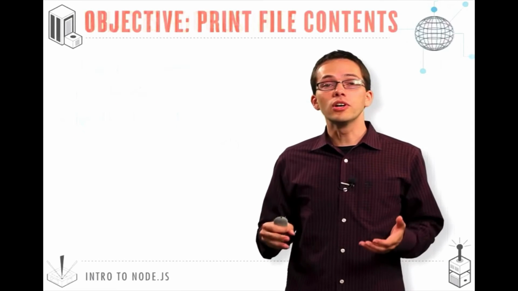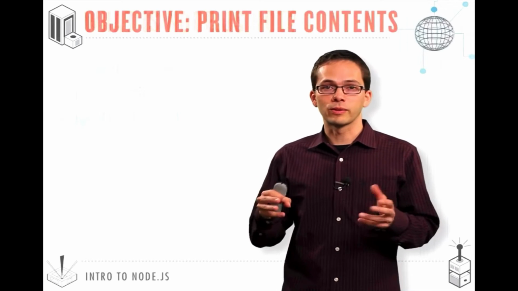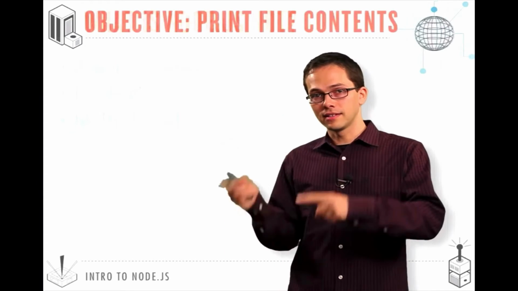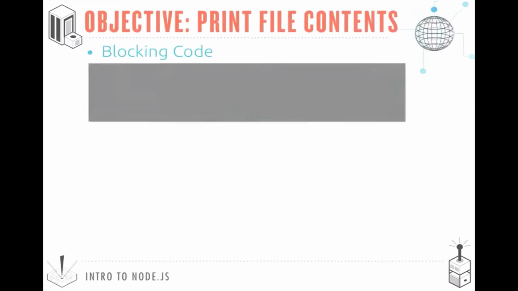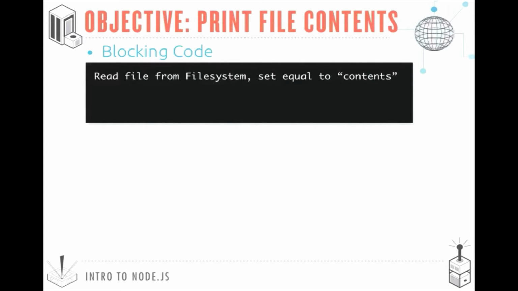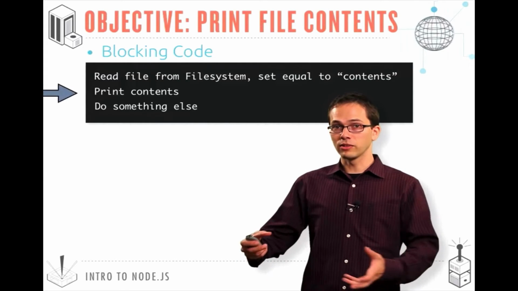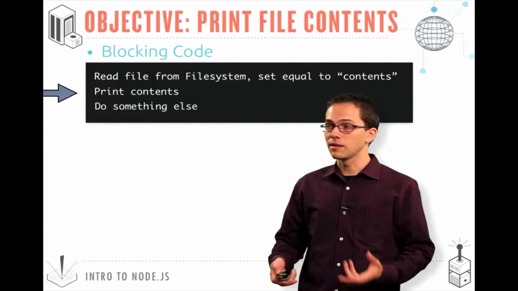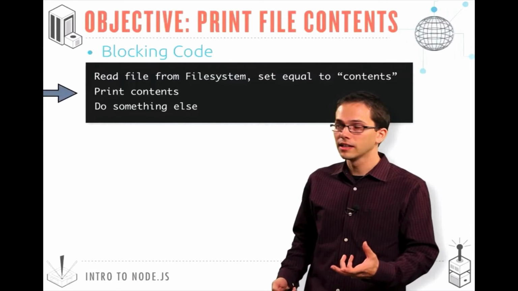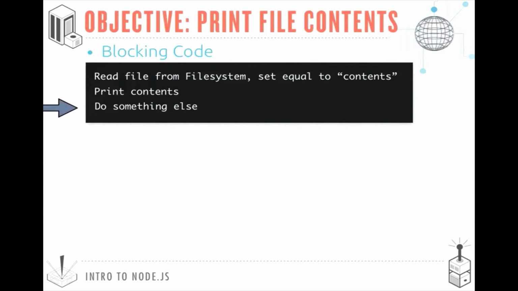Before we get into some actual Node code, we need to make sure everybody knows the difference between blocking code and non-blocking code. Here's some pseudocode to print some file contents. First, we want to read the file from the file system, set it equal to the contents variable, print the contents variable, and then do something else. So we think about how this code executes. First, we read from the file system. We can't actually print out the contents until we've read out all the contents from the file, so it's kind of blocking here.